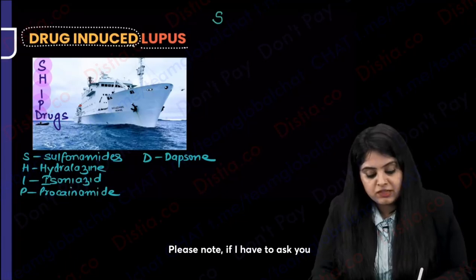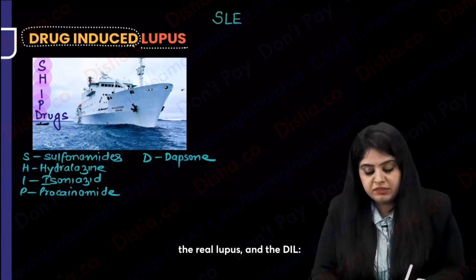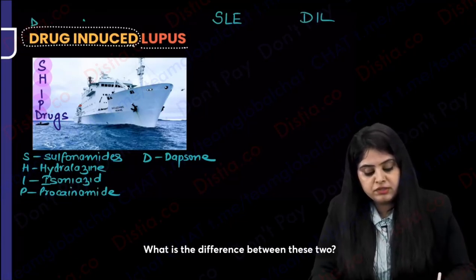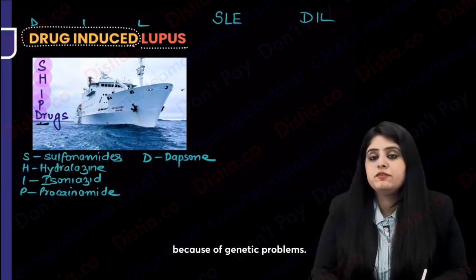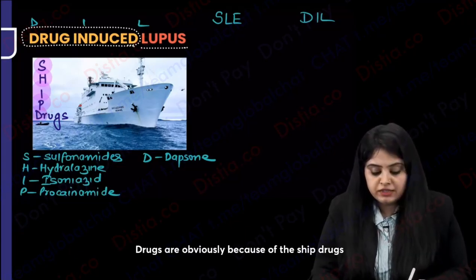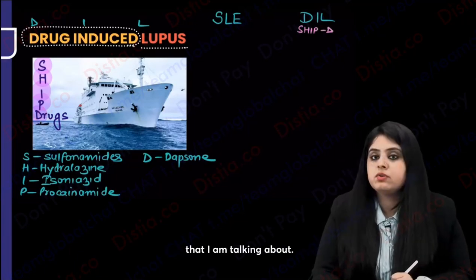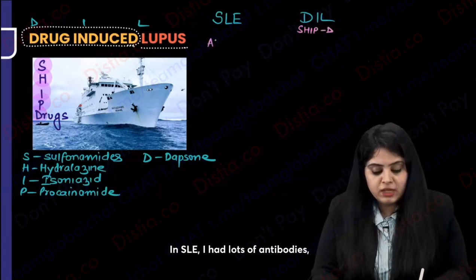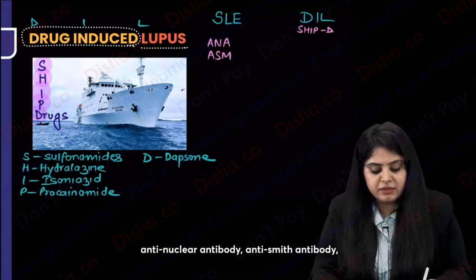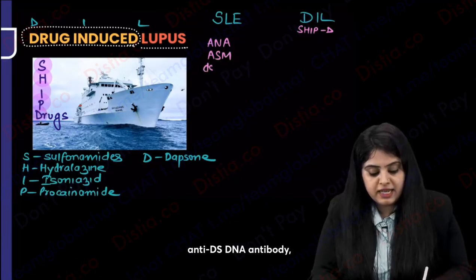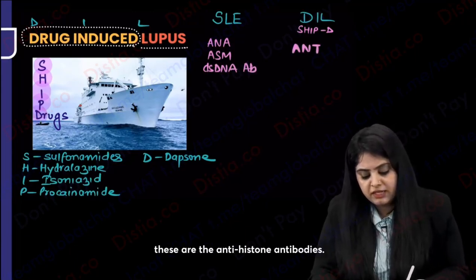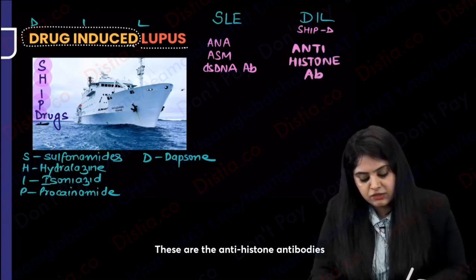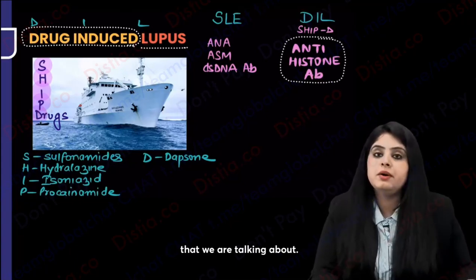Please note, if I have to ask you what is the difference between SLE, the real lupus, and DIL, the drug-induced lupus, you will first and foremost say that SLE is only because of genetic problems, an autoimmune disorder. Drug-induced lupus is because of the SHIP drugs. What are the antibodies? In SLE, I had lots of antibodies: anti-nuclear antibody, anti-Smith antibody, anti-dsDNA antibody, so many antibodies. Whereas in drug-induced lupus, these are the anti-histone antibodies.